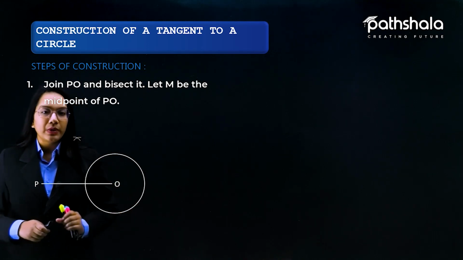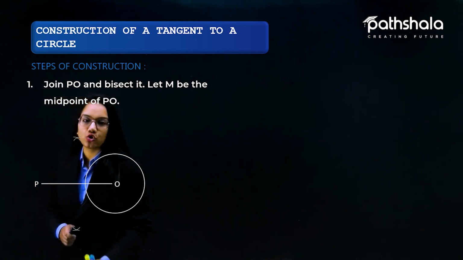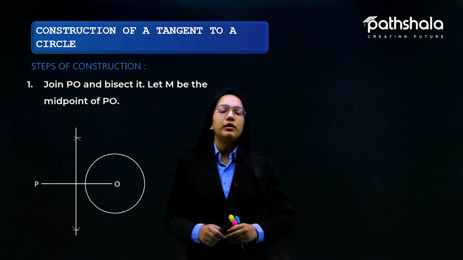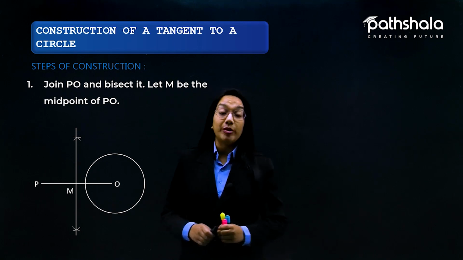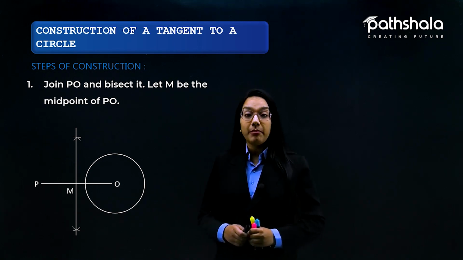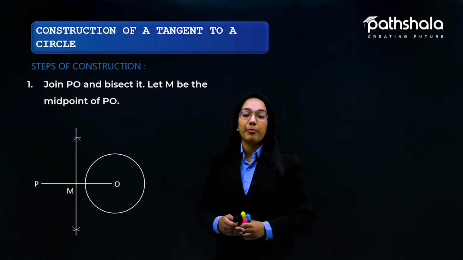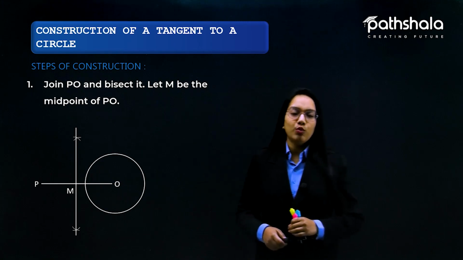Let us suppose these are my two arcs. Let's join these two, and wherever they intersect the line segment PO, I am calling that point M. So let M be the midpoint of PO. Definitely M is the midpoint because it is the perpendicular bisector of PO. So this is my step number 1. Let's move on further.